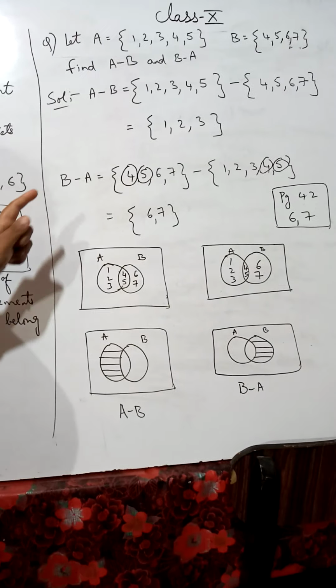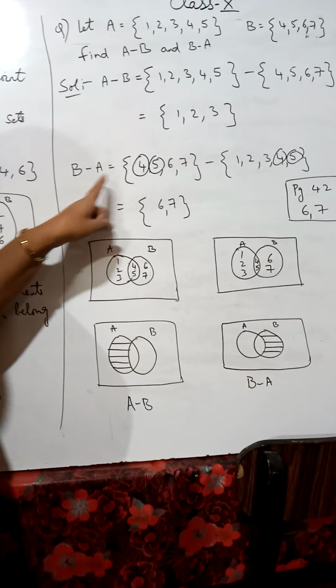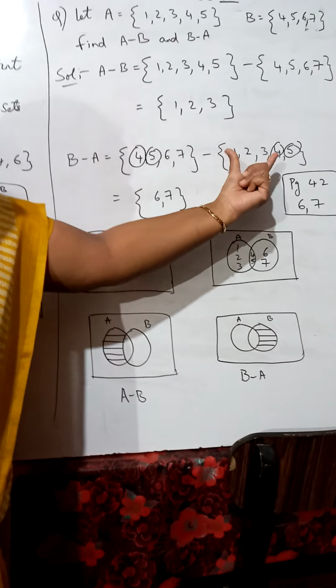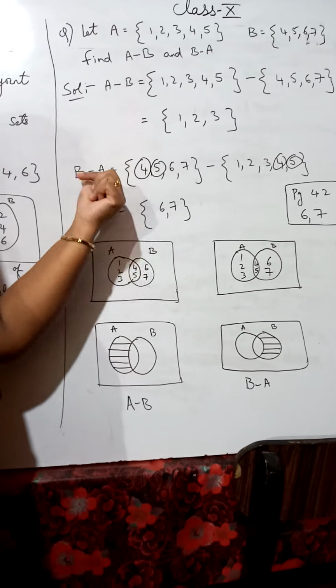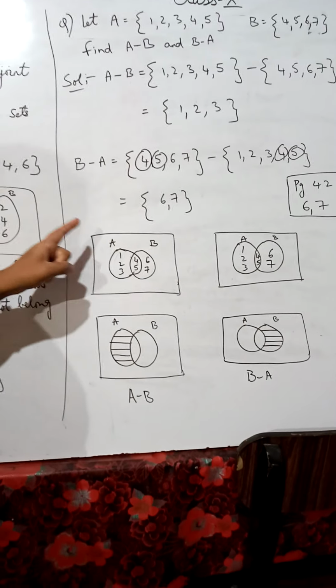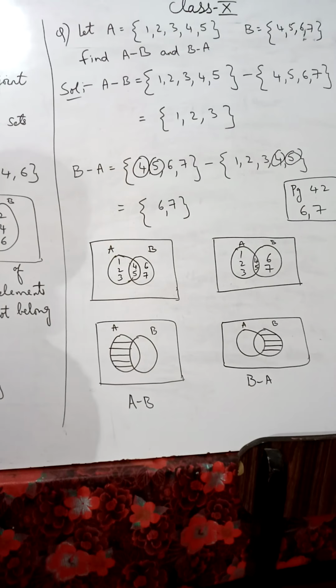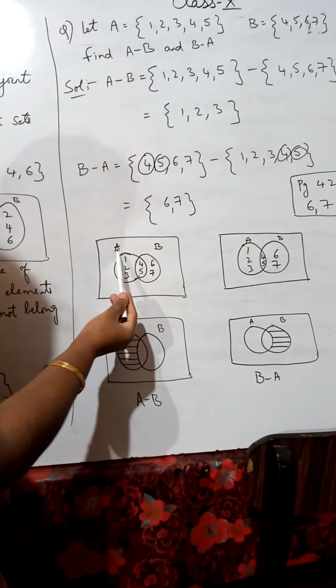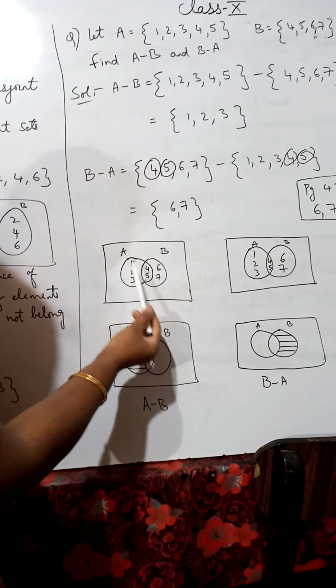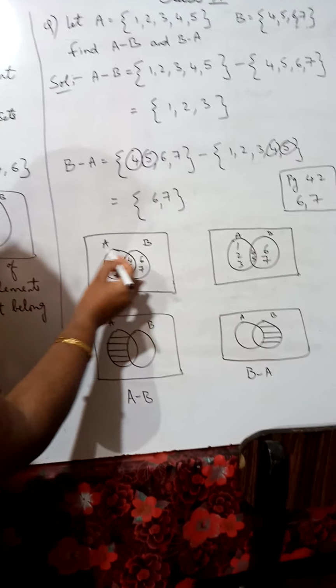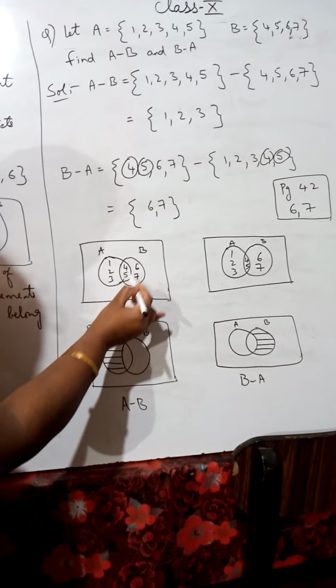So in this way also you can do. When you are finding the difference of two sets, first remove the common elements in both and write the elements which are in the first set. Okay. Now if you want to represent A minus B and B minus A in the form of a Venn diagram, then what do you observe? Here set A, set B. A is 1, 2, 3, 4, 5. So this is the set A and B is 4, 5, 6, 7.